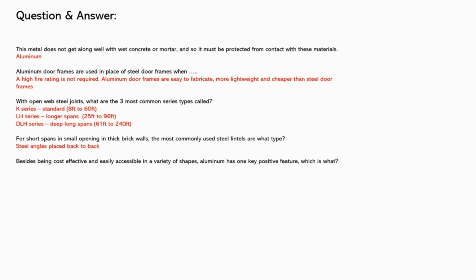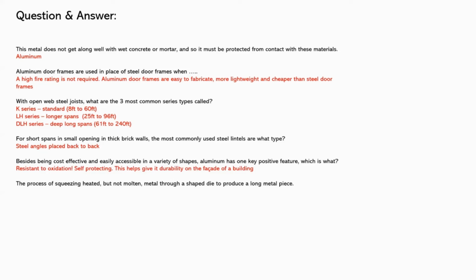Besides being cost-effective and easily accessible in a variety of shapes, aluminum has one key positive feature. Resistant to oxidation. It's self-protecting. This helps give it durability on the facade. The process of squeezing heated but not molten metal through a shaped die to produce a long metal piece. What is this called? Extrusion.